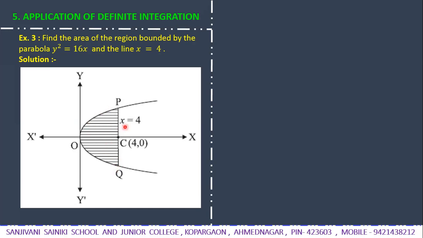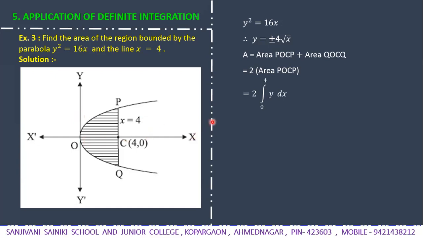Now clearly we know that this parabola is symmetric about the x-axis. So whatever area lies above the x-axis, the same area lies below the x-axis. So we can use the symmetry of the parabola to find the area of this shaded part. So the required area is nothing but 2 times the area of the region that lies in the first quadrant only. So 2 times area POCP.